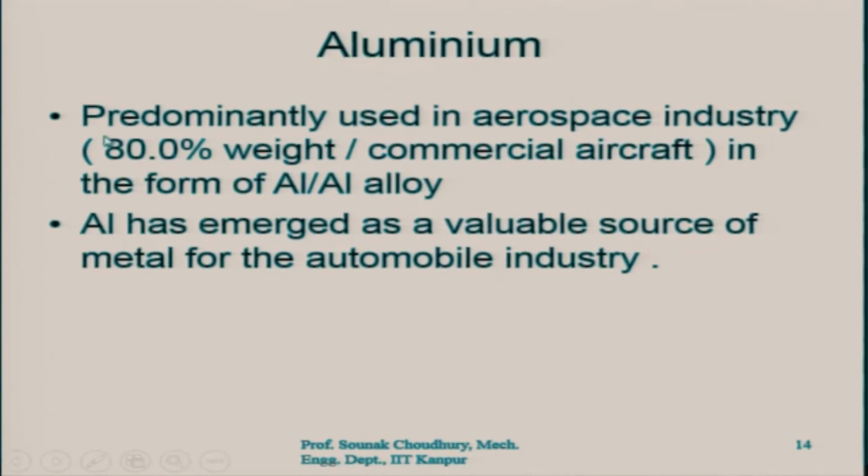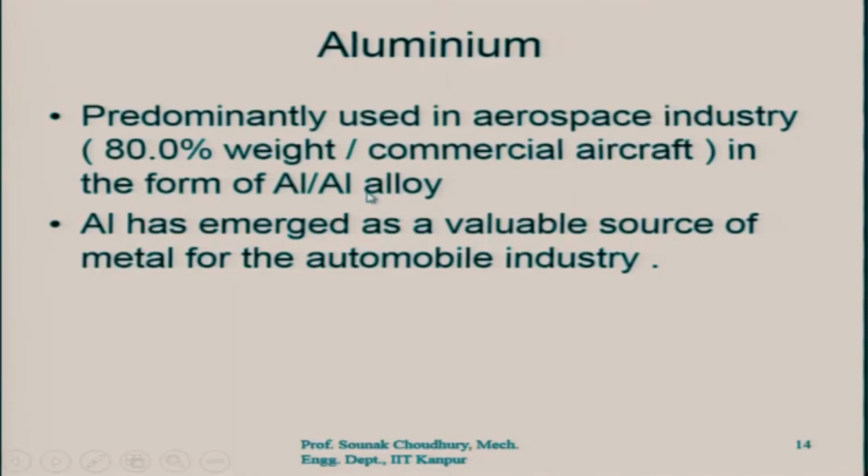but nevertheless aluminum is predominantly used in the aerospace industry, because it is light, as I said, and 80% of the weight in a commercial aircraft is borne by the parts made of aluminum. Aluminum and its alloys, of course, it is not pure aluminum, as you understand. The entire housing, for example, and so on, is in the form of aluminum or aluminum alloy. I am coming to aluminum alloys, which will give you different properties of the aluminum.